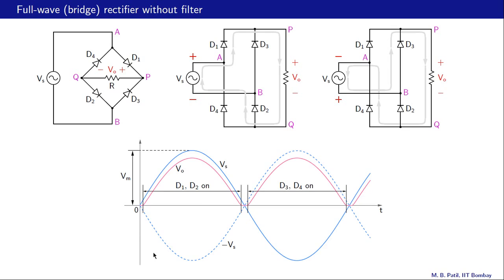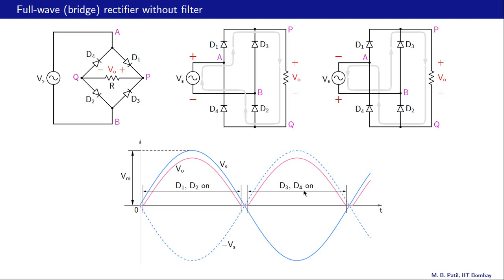Let us look at the waveforms now. The blue curve is the input voltage Vs, and that goes from plus Vm to minus Vm. The dashed curve is minus Vs. In the first half cycle, when Vs is positive, we have seen that D1 and D2 conduct, and in that case Vo is nearly equal to Vs, and that is what we observe over here. And the difference between these two is the V on drops across the diodes.